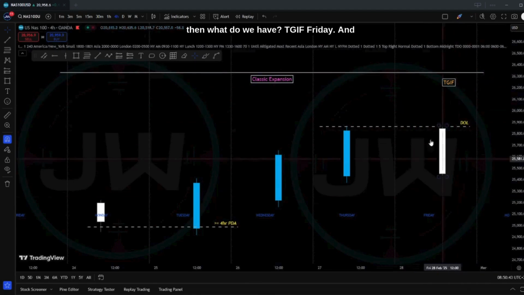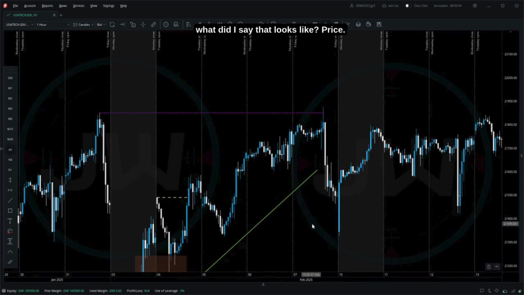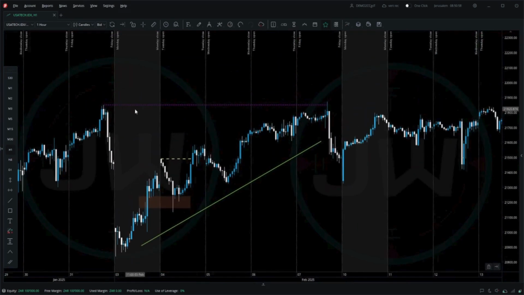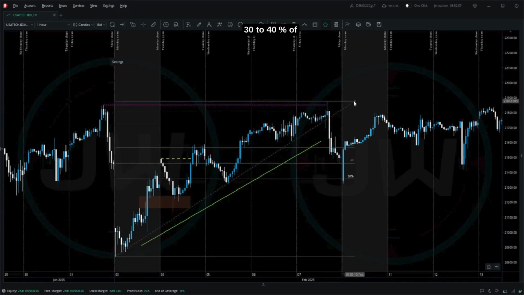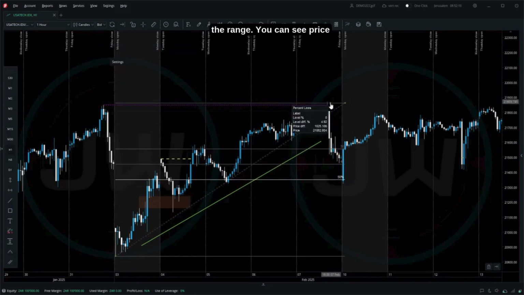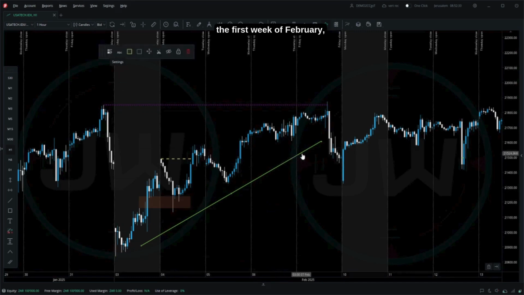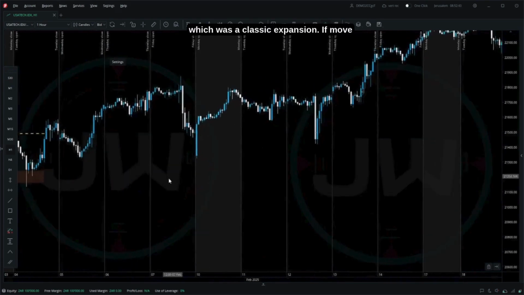And then what do we have? TGIF Friday. And what did I say that looks like? Price retraces on Friday to about 30 to 40% of the range. You can see price hits that target right there. So that's an extra selling opportunity if you've missed the entire buy week. So that's the first week of February, which was a classic expansion.